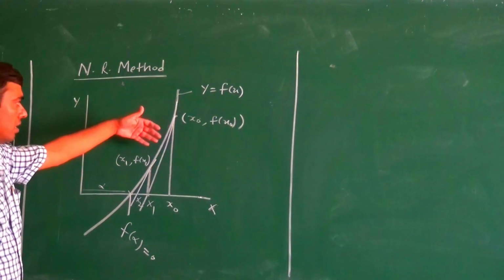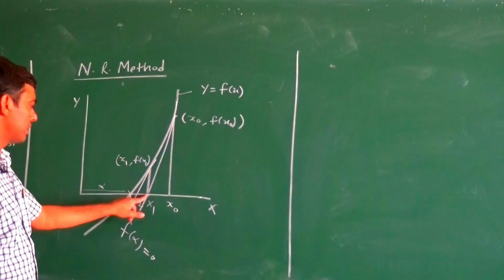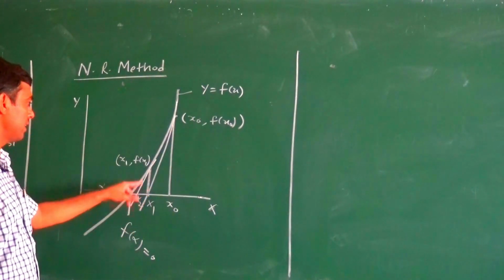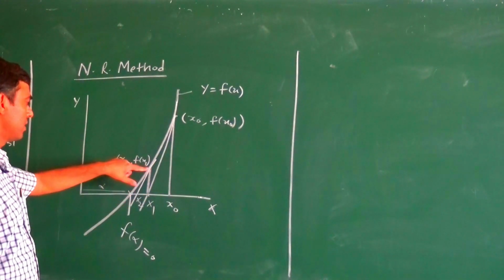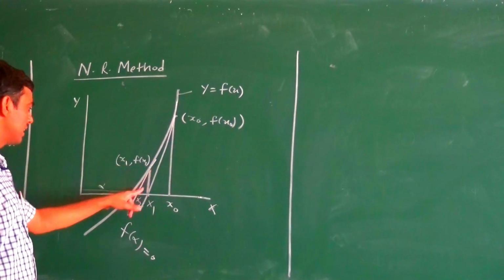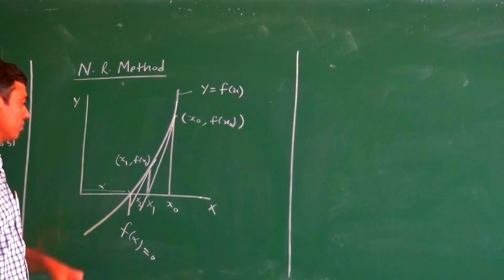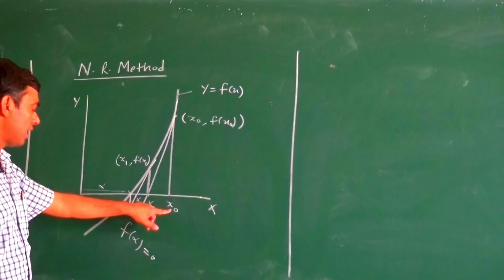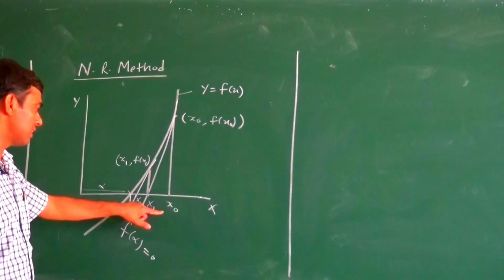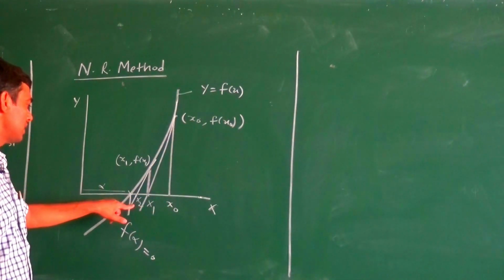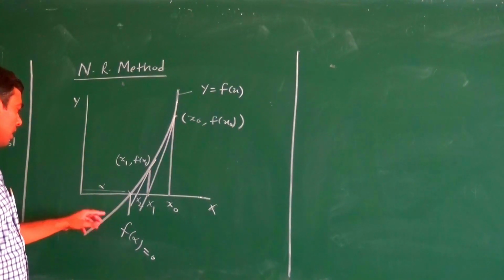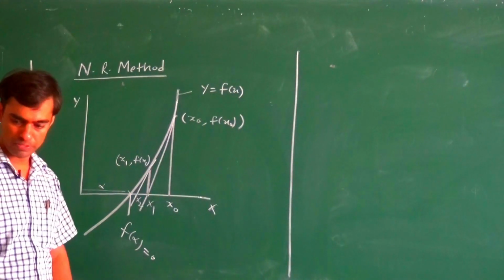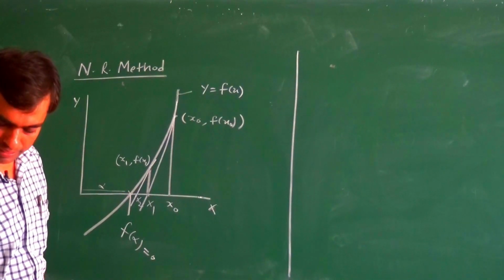So first we find the equation of the tangent, then the point of intersection with the x-axis, and the value of x there is the first approximate value. Then again we find the value of the function, draw the tangent at this point, and find the point of intersection with the x-axis. This is the second approximate root. As we proceed through the sequence of iterations x0, x1, x2, x3, x4 up to xn, we approach our actual root alpha, where the value of the function equals 0.